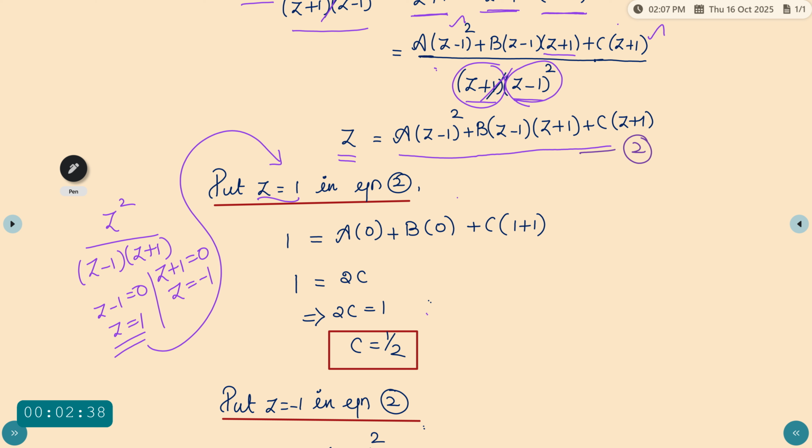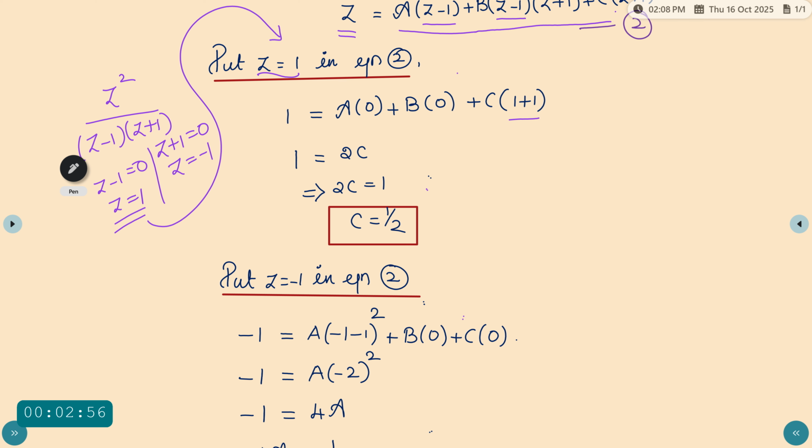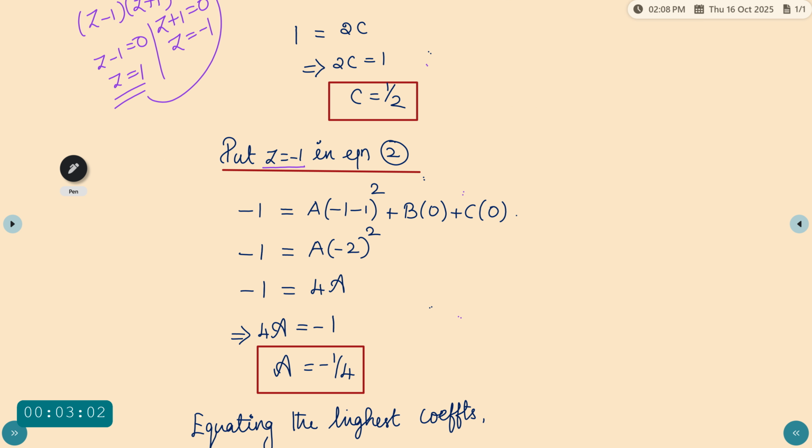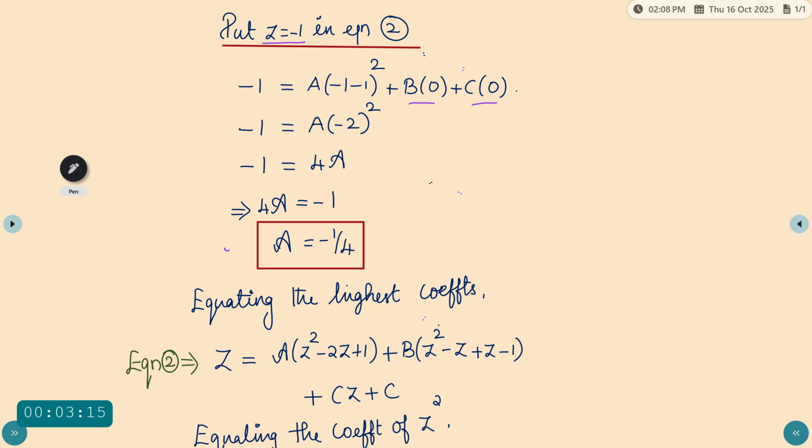So in equation 2, what we are getting: left hand side is Z, so 1, and A into 1 minus 1 becomes 0. Here also 0. Here C into 1 plus 1, so 2C. So solving this, 2C equal to 1, C equal to 1 by 2. Next, the other value for Z is minus 1. In the same manner, substitute in equation 2, we are getting left hand side is minus 1 and right hand side is A into minus 1 the whole square plus B into 0 and C into 0. So we are getting minus 1 equal to 4A. From this, A equal to minus 1 by 4.